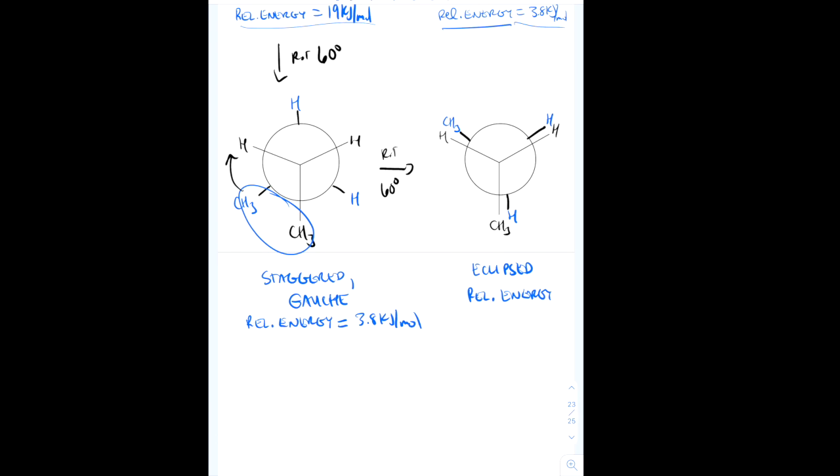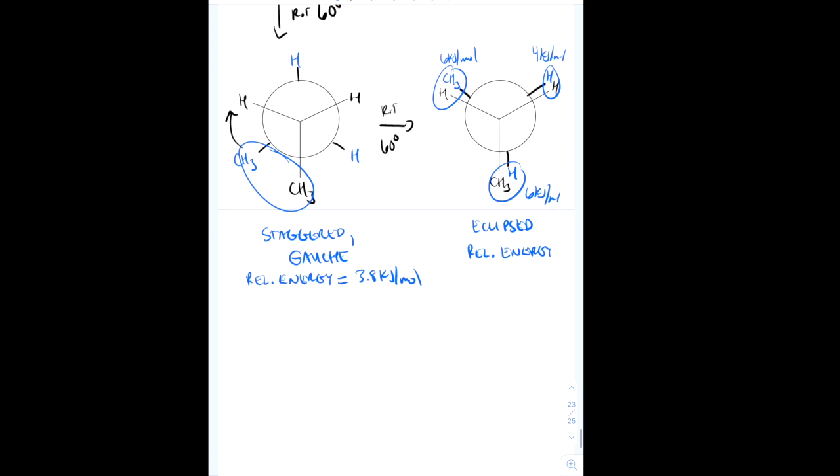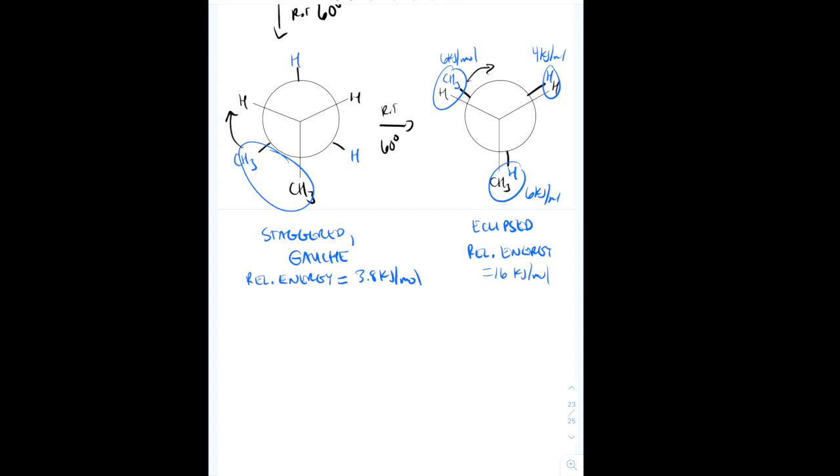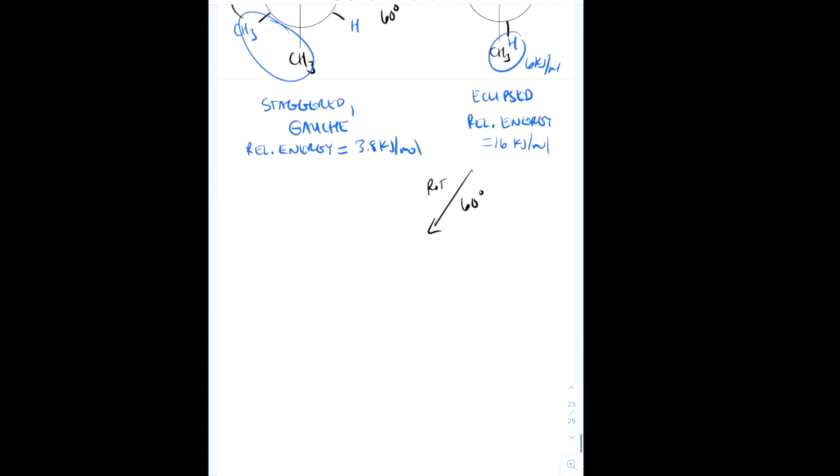Let's see, how did we get to that energy? Well, that's a methyl and a hydrogen eclipsed bond, and so that is 6 kilojoules per mole. These are 4 kilojoules per mole, and this right here is another 6 kilojoules per mole, which is 12 plus 4 is 16 kilojoules per mole, higher in energy than that staggered anti-conformation. One more 60-degree rotation gets us back to our staggered anti-conformation. Okay, so let's draw that last thing.